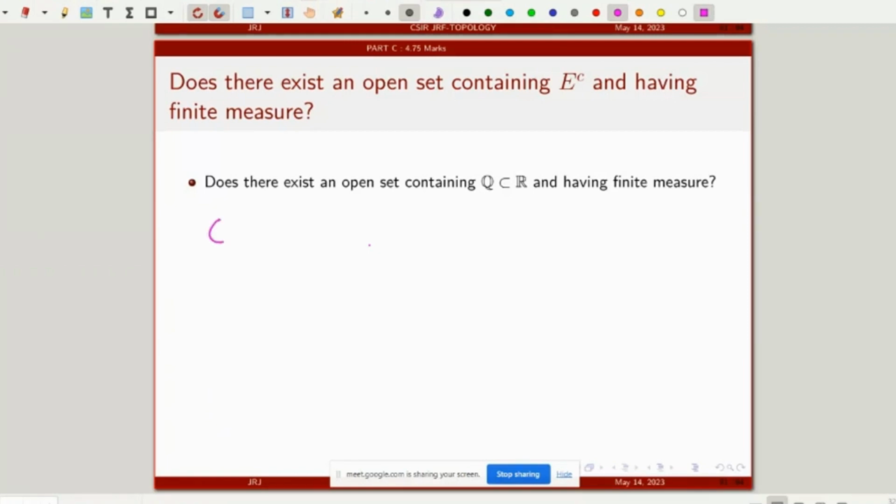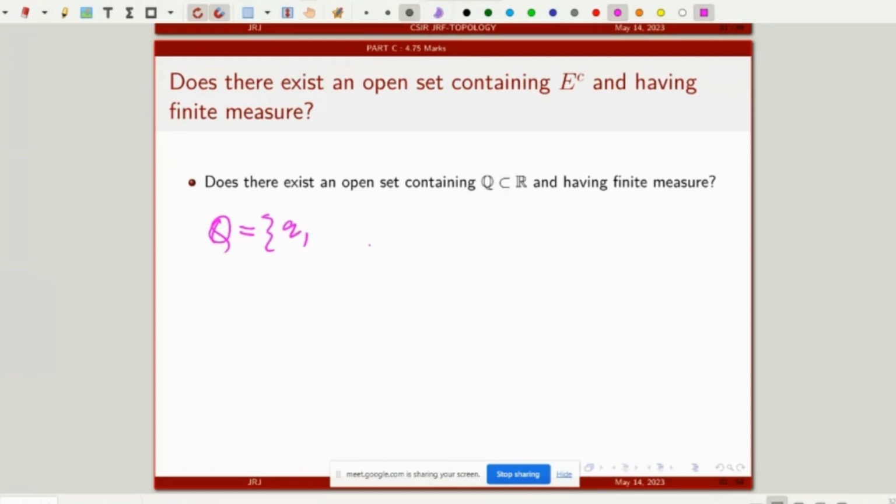An open set containing Q is R. Yeah, R is one open set which contains Q. Are there any open sets which contain Q other than R? Yes, R minus some element of Q complement. That is also true, but it has infinite measure. So is it possible to find an open set containing Q which has finite measure? No.